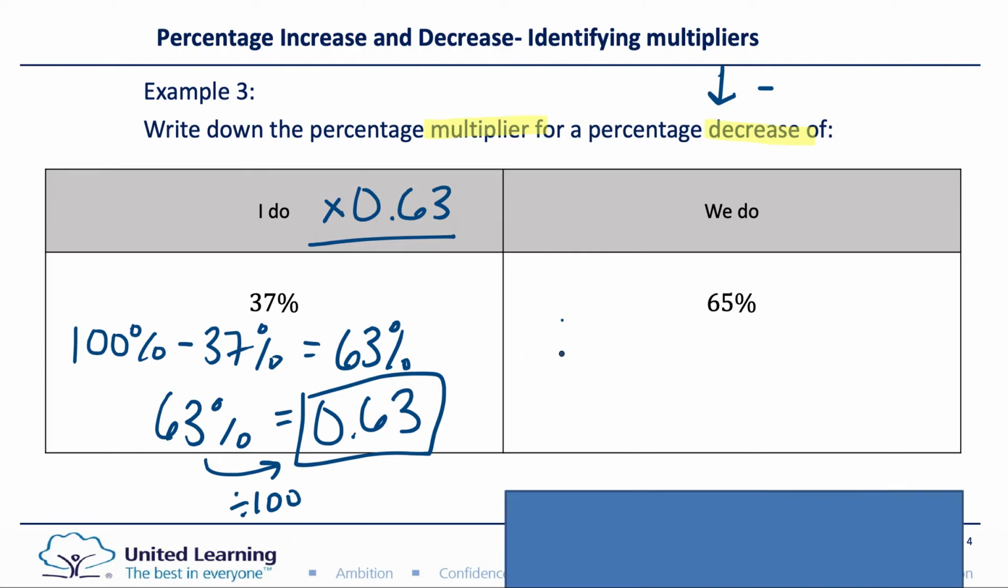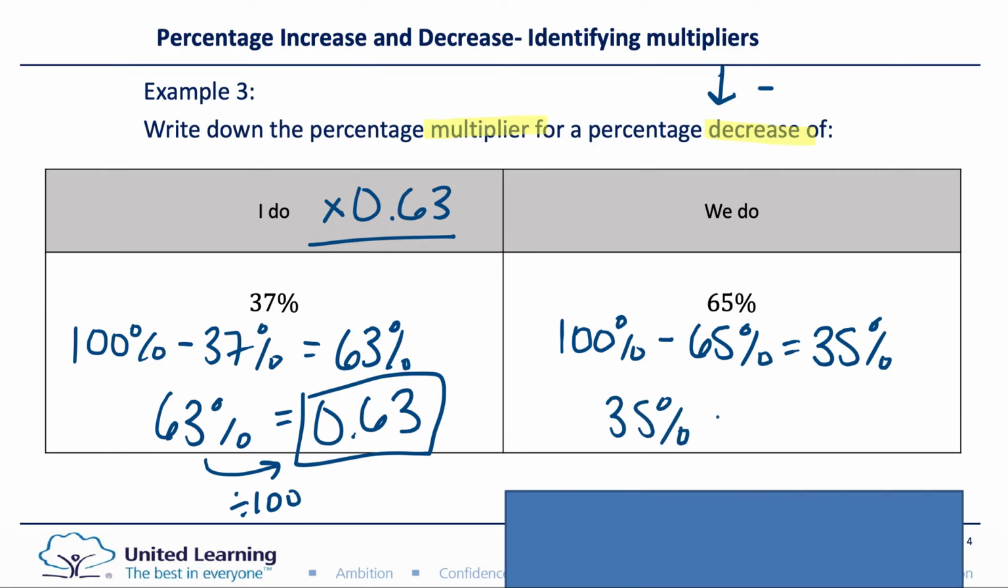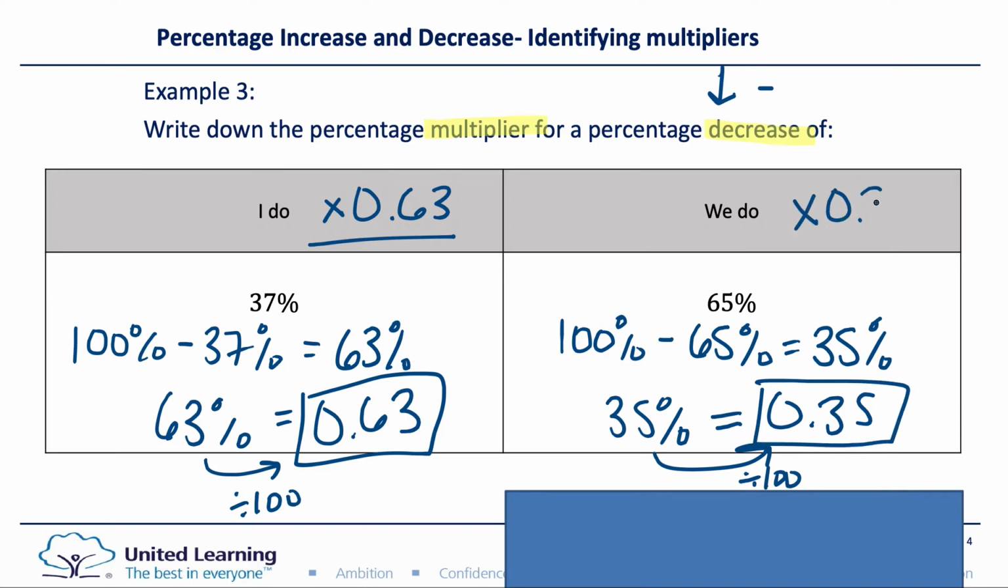Okay, so I would take my original item, 100%, and I'm going to take away 65% to have 35% remaining. I'm then thinking, what is 35% as a decimal or a multiplier? Well, percentages are out of 100, so to get the decimal, we just divide by 100 to get 0.35. So we would take our item and we just multiply it by 0.35 to decrease it. All right, now what does this look like with an actual amount?